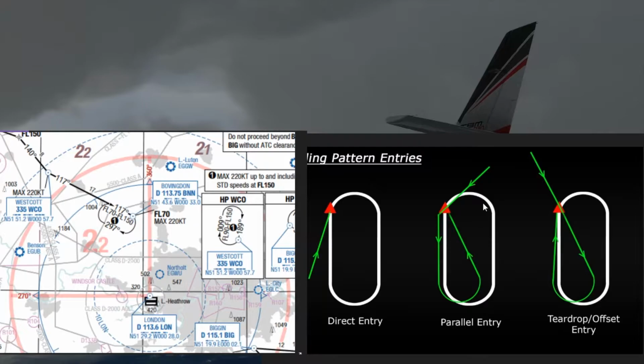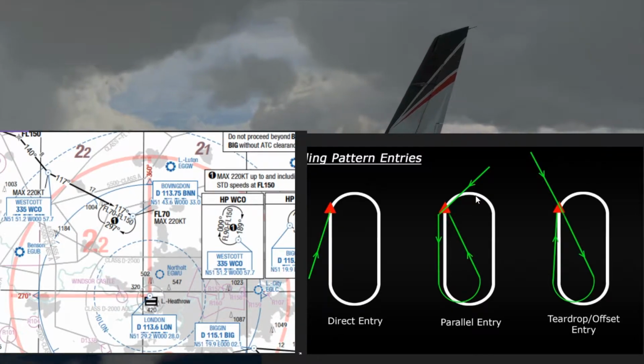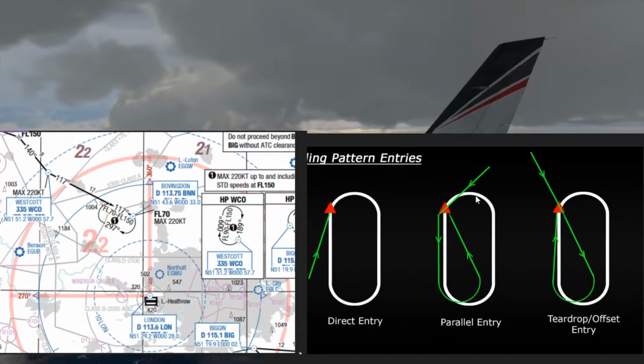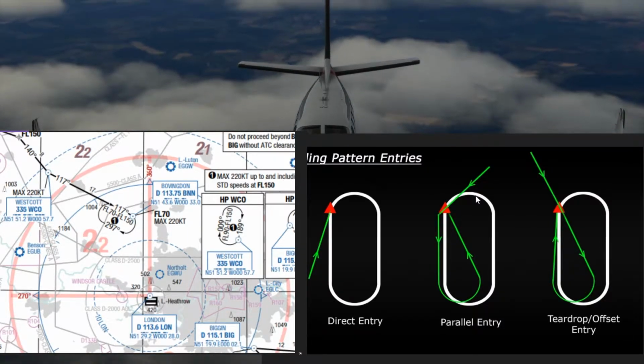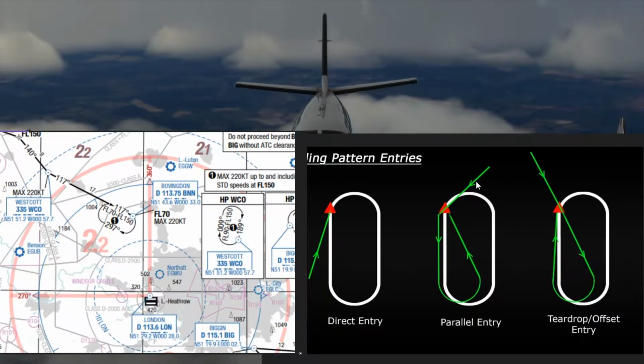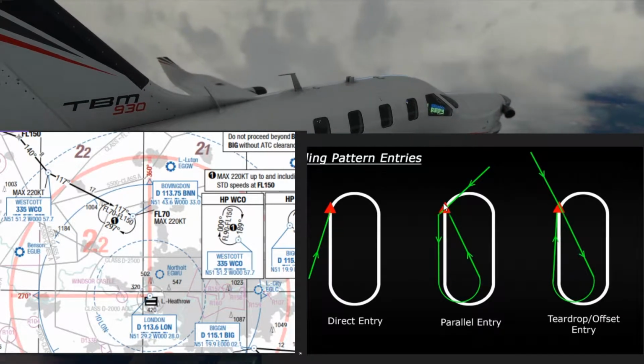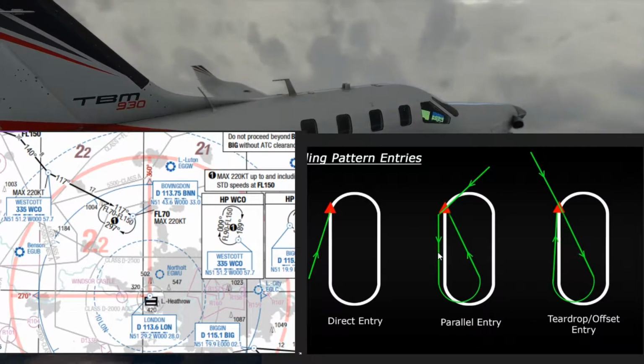The next one we'll look at is the parallel entry. The parallel entry is one of the more trickier entries, and this would basically be if you were coming from somewhere along this bottom quadrant here. So you would be coming in somewhere from this direction, and what you do is you go overhead the VOR and you turn on the reciprocal of your outbound leg.